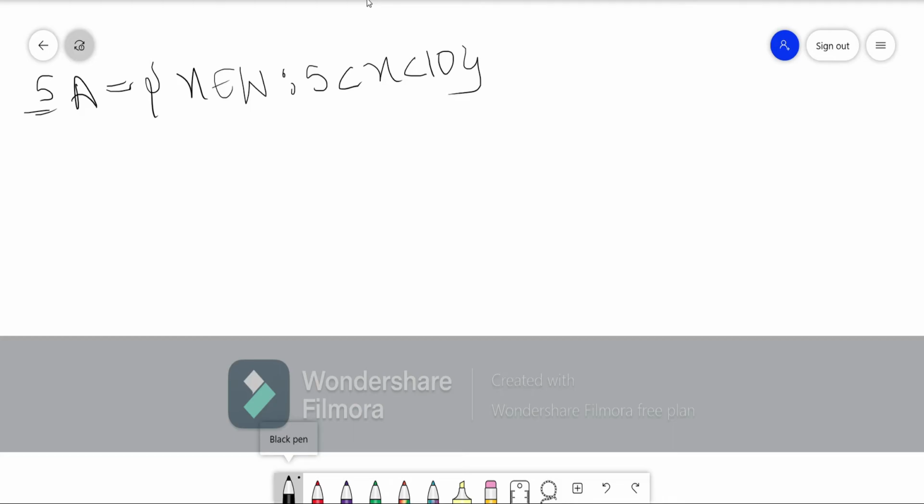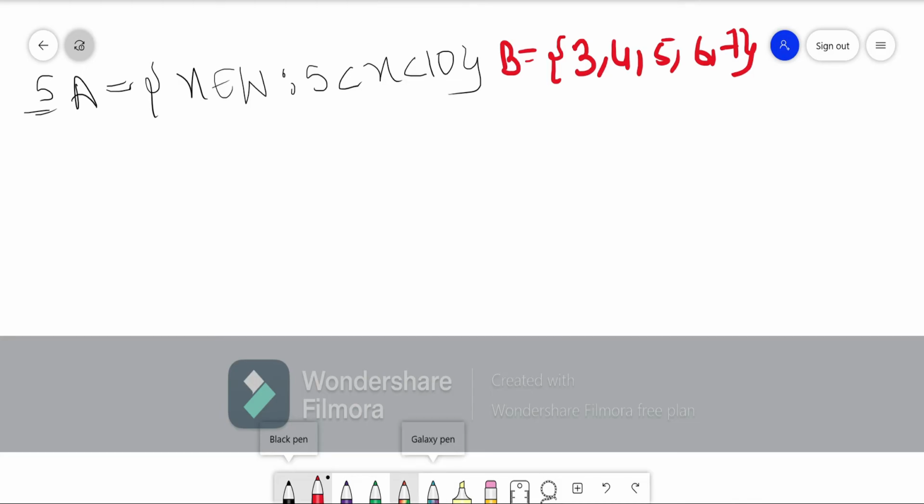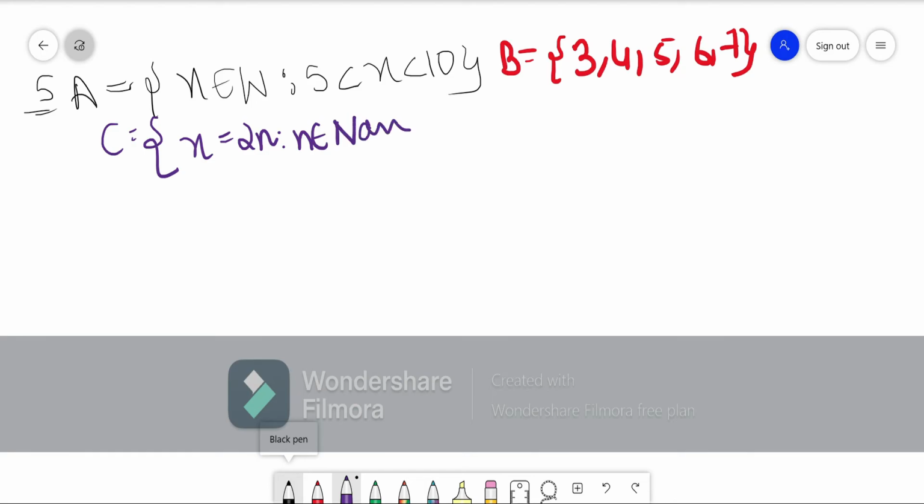So if I talk about the set B, I'll use a different color. So set B is 3, 4, 5, 6, 7, right? So now let's see the C set. What is set C? The set C states that X is equal to 2n such that n belongs to natural numbers and n is less than or equal to 4. Okay, so first let's begin with the A one, right? I'll use black itself. So let's solve the A set.